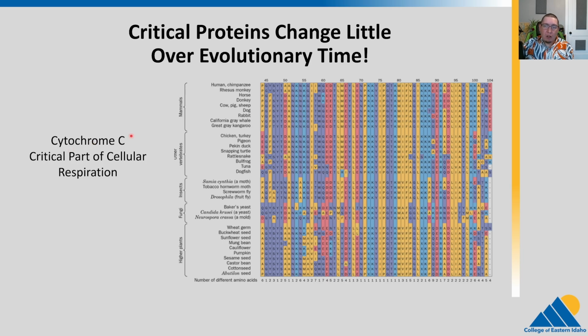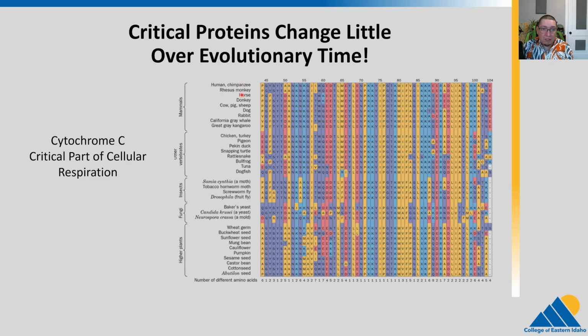It's part of our cellular respiration. It's what allows us to make ATP and to keep living. If you break this gene, cytochrome C, you generally die. So over evolutionary time, it does not change a lot. Here, we have the primary sequence of our amino acid for cytochrome C for the polypeptide. You can see humans and chimpanzees, our sequence is identical. So we're on the same line here.